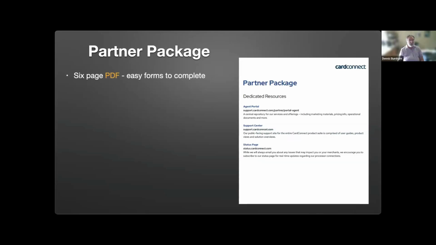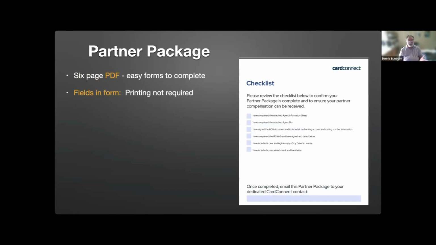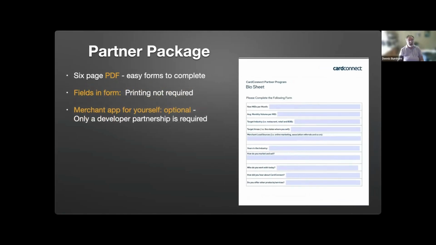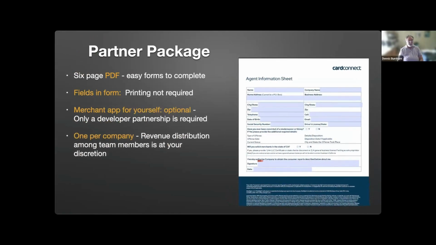There's a 6-page PDF package that you'll be given where you can fill in the kind of simple PDF forms. You don't have to print it out. You can submit it and send it back. You're actually establishing a partner relationship between yourself and Card Connect in order to be paid the commission every month. And it's one per company. So if there's a company that wants to handle the money every month by apportioning it out somehow to the different developers in the company, they can do that. Or if they prefer, they can have each of the developers in the company have their own application filled out.